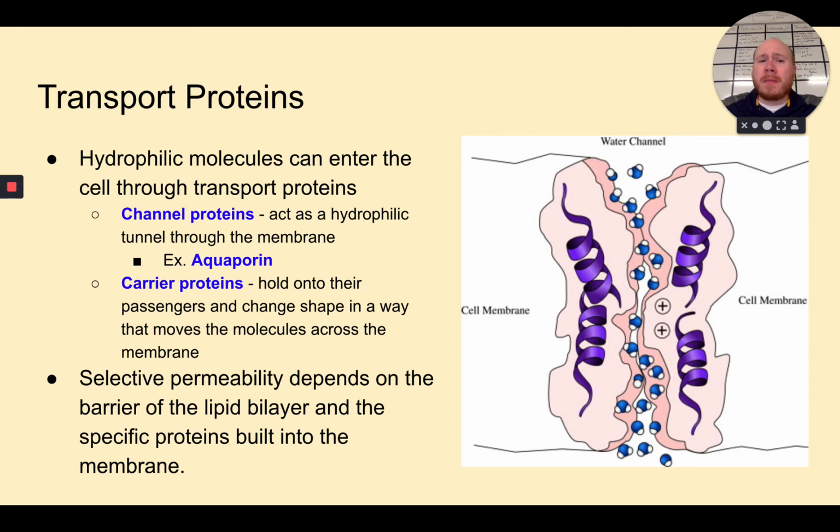And selective permeability depends on the barrier of the lipid bilayer and the specific proteins built into the membrane. A membrane might have more or less aquaporin or more or less transport proteins depending on the role of the cell itself. So you need to be aware that sometimes a cell will have a lot of something being passed through and sometimes it'll have very little. So an example would be our nerve cells allow for sodium to pass through them much easier because they'll have more proteins to carry them in and out or to allow them to just pass through because of the role of the cell itself.